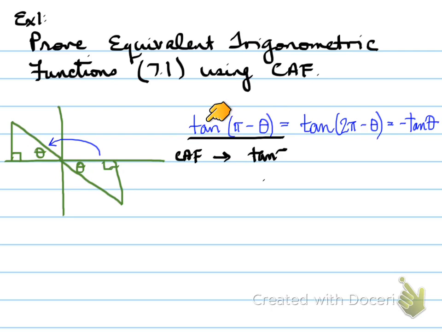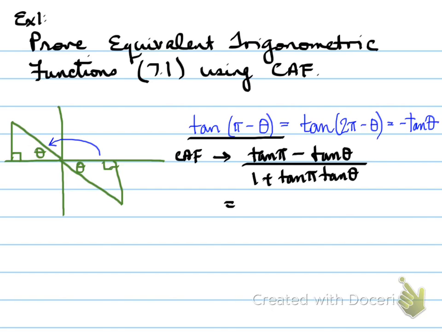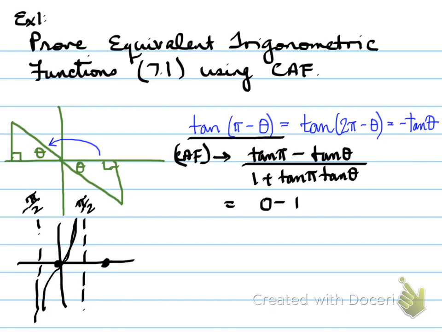Now let's prove this using a CAF rule. Using a CAF rule, this is equal to tan pi minus tan theta over 1 plus tan pi tan theta. Well, tan of pi, you should note, is 0. So tan of pi is going to be 0 minus tan theta. And then on the bottom, you will have 1 plus 0 times tan theta, which is just 0. What are you left with? Well, folks, you're going to be left with negative tan theta. So I'm able to take this and prove using CAF rule that it actually equals this.